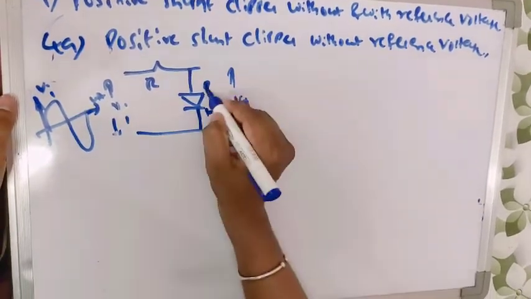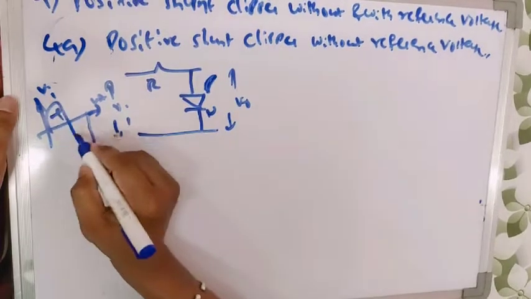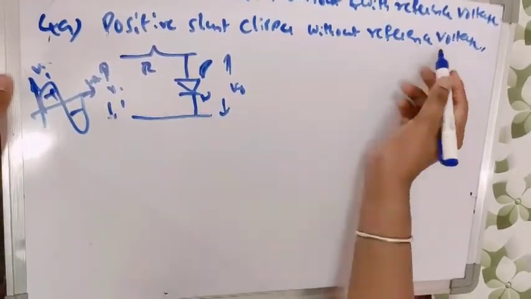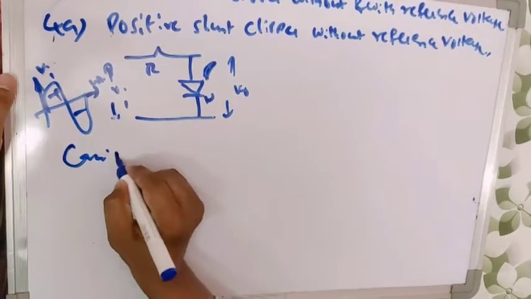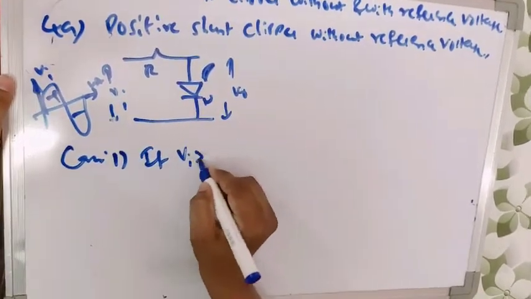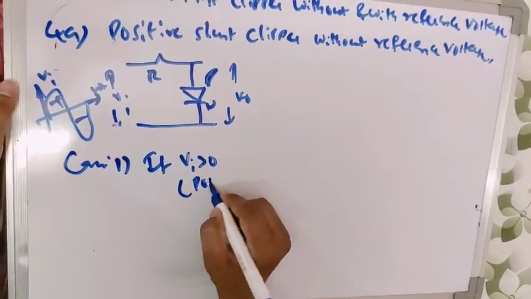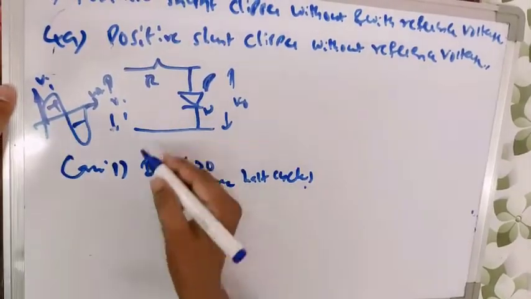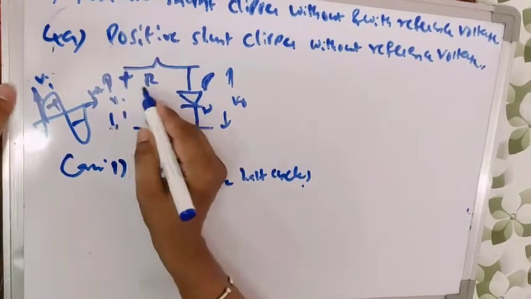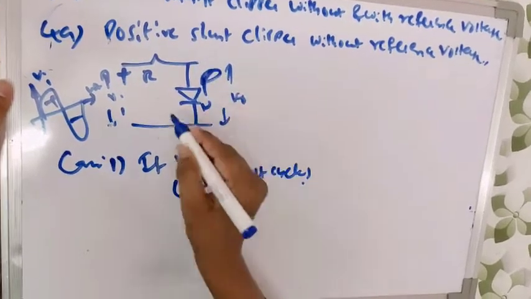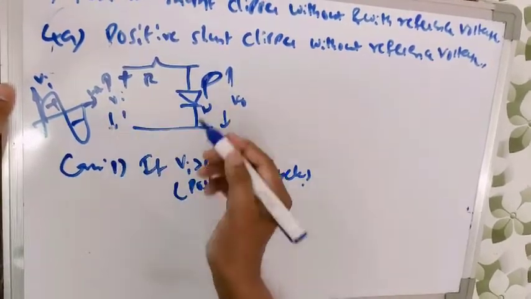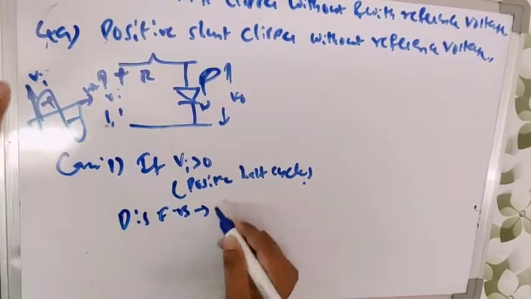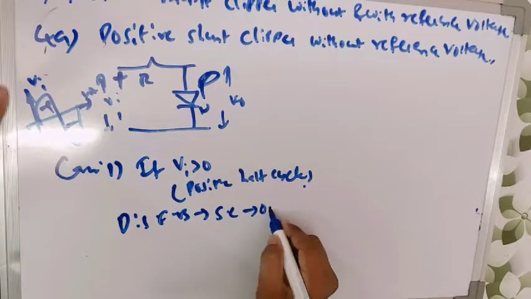Now we will analyze during the positive half cycle and negative half cycle of the input signal without a reference voltage. Case 1: if Vi is greater than 0, that is, during the positive half cycle of the input signal. During the positive half cycle, positive voltage is given to the P type, which means the diode is forward biased, and it is considered as a short circuit or ON switch.